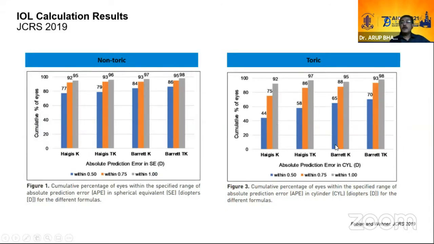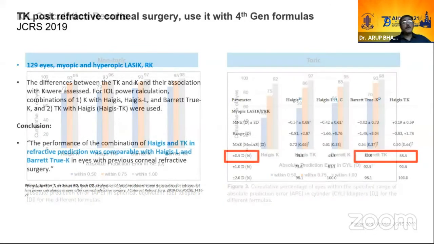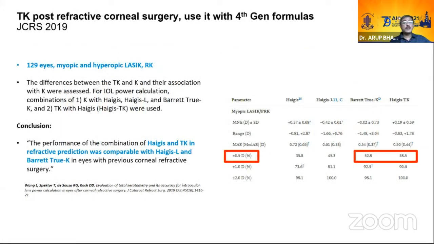And in the toric IOL, if you use the Barrett TK toric calculation, if you consider 0.75 as the limit, it is improved almost 9%. So Barrett TK is a big way, and probably in the future Barrett Total Keratometry, TK Universal 2, will be the gold standard of IOL formula.